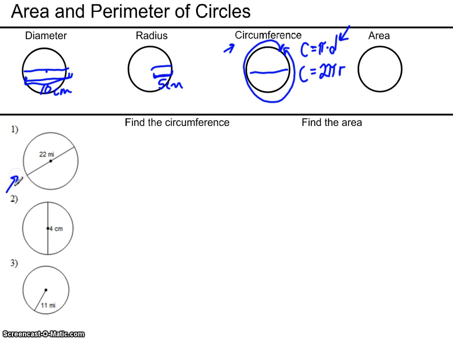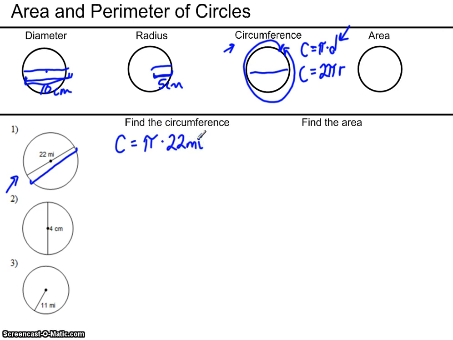So if we were to actually use this formula, circumference equals pi times diameter, let's try that on number 1 right here. Let's see, find the circumference. Here the diameter is 22 miles. So if I was going to find the circumference of that circle, I would multiply pi, that number that's approximately 3.14, times the diameter, which is about 22 miles.